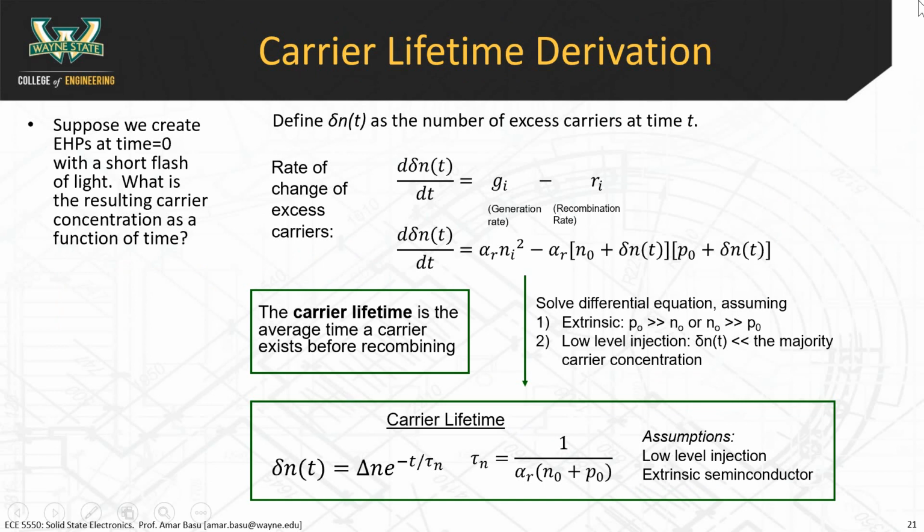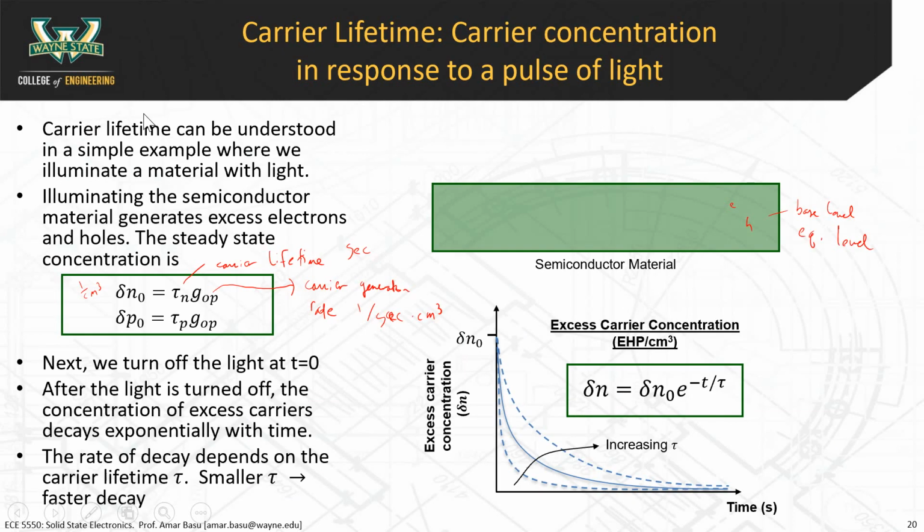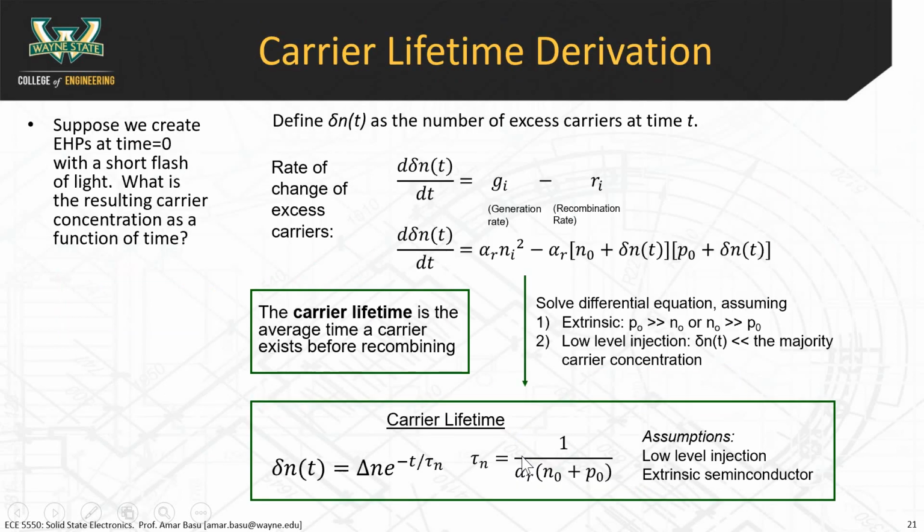Here's a quick way we can generate a relationship for the carrier lifetime. We have the example that we showed in the previous slide. You generate a flash of light at time equals 0, and then you turn it off. What's the resulting carrier concentration as a function of time? So we basically are trying to find the equation for this here. You start off with the rate of change of excess carriers. So you use a statement of charge conservation: the rate of change in the excess carrier concentration is equal to the generation rate minus the recombination rate.